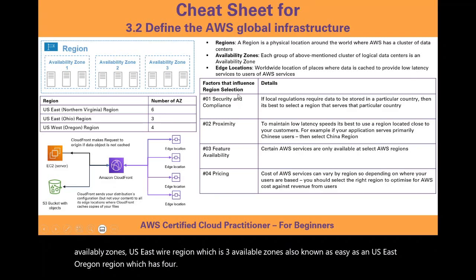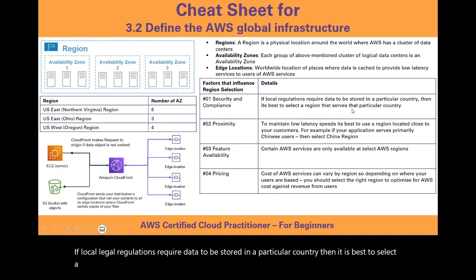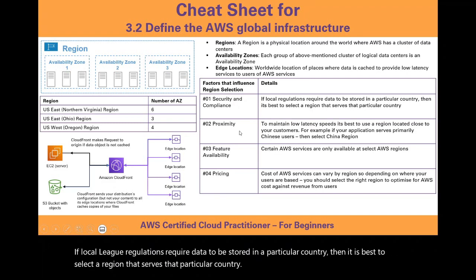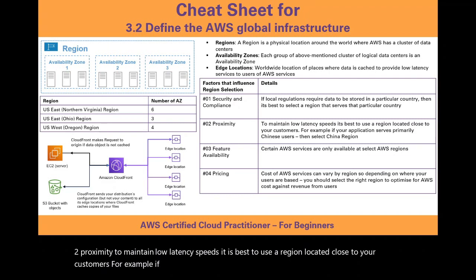Understanding more about regions, factors that influence region selection. Number 1 is security and compliance. If local regulations require data to be stored in a particular country, then it is best to select a region that serves that particular country. Number 2, proximity. To maintain low latency, it is best to use a region located close to your customers. For example, if your application serves primarily Chinese users, then select the China region.